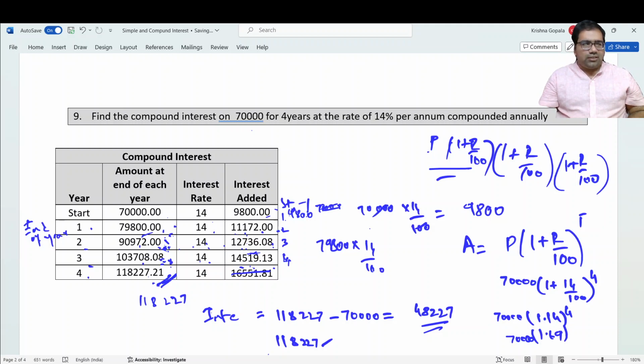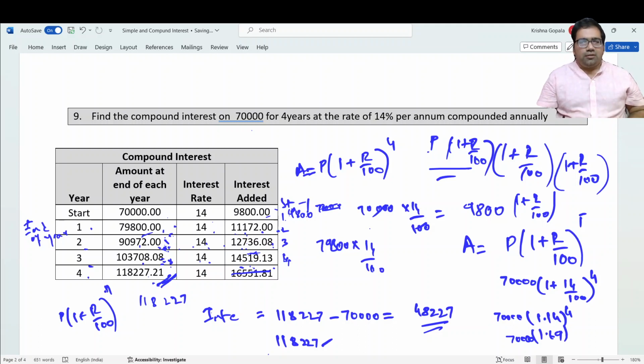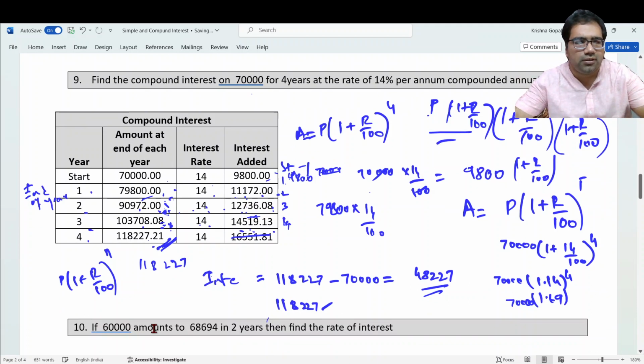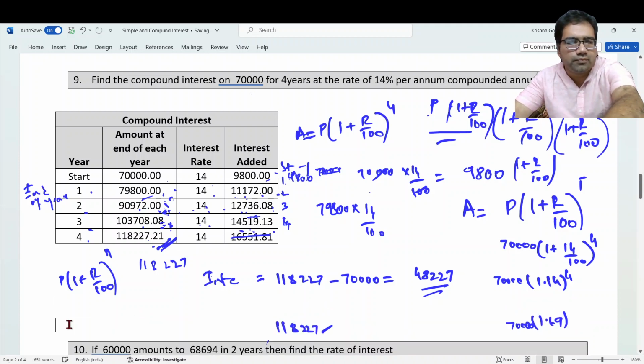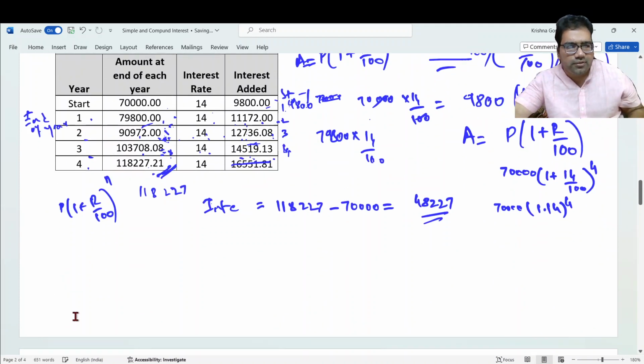If we have to do fourth year, then this again into 1 plus R by 100. What does that mean? This 1 plus R by 100 is getting repeated. So P into 1 plus R by 100 power 4. This is the total amount, right? If it is 4 years. Similarly, if it is for n years, it will be P into 1 plus R by 100 whole power n, or t, whatever you call it. This becomes your total amount.